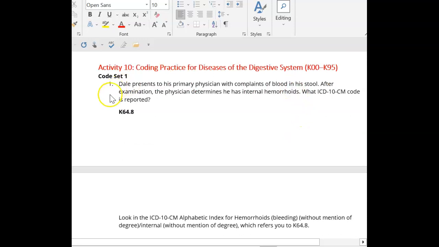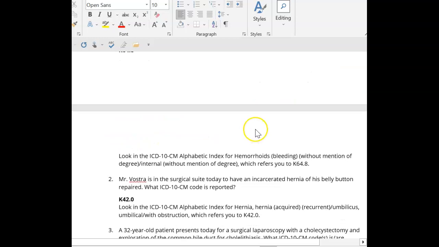We have blood in the stool. This one was fine, okay? With this one, I had a student once again ask me, how come we're not coding blood in the stool? Because blood in the stool is going to happen because you have internal hemorrhoids, all right? So we're only going to code the internal hemorrhoids. We do not code the blood in the stool.